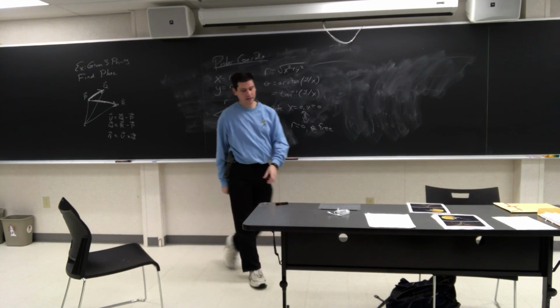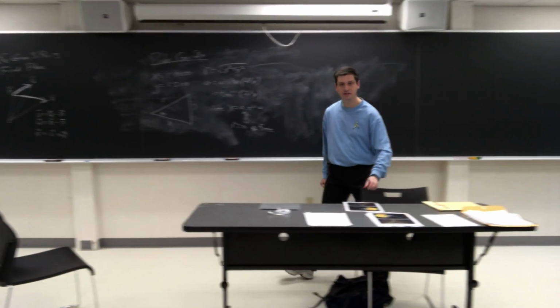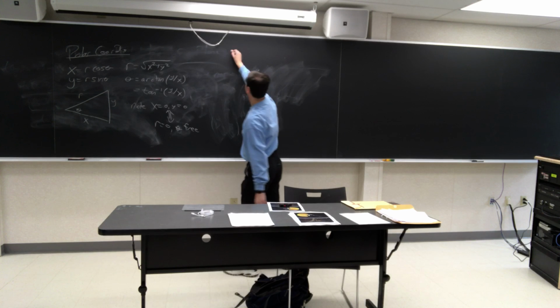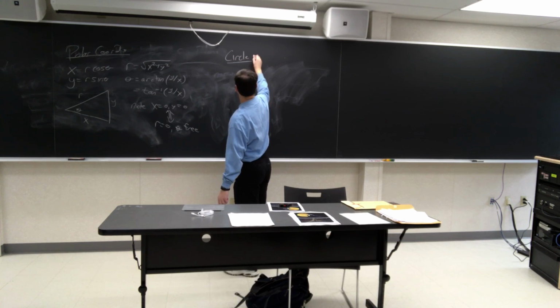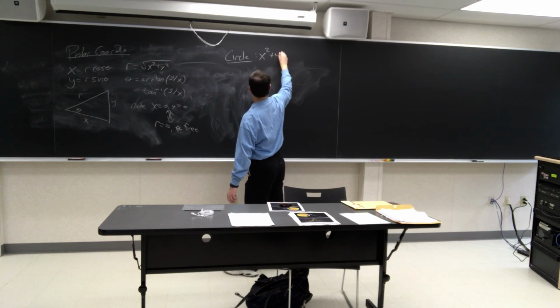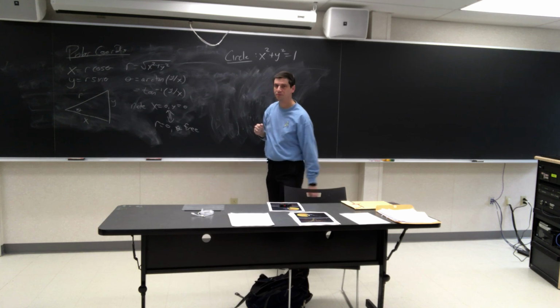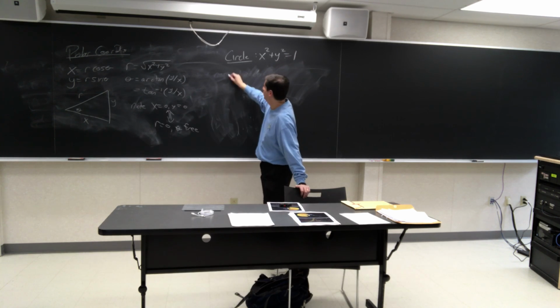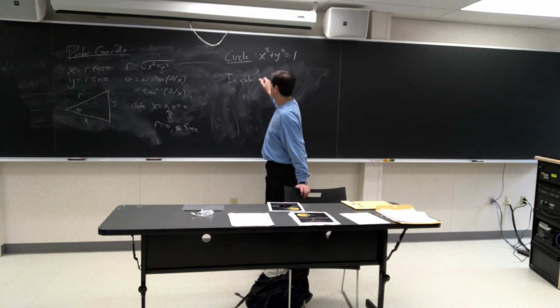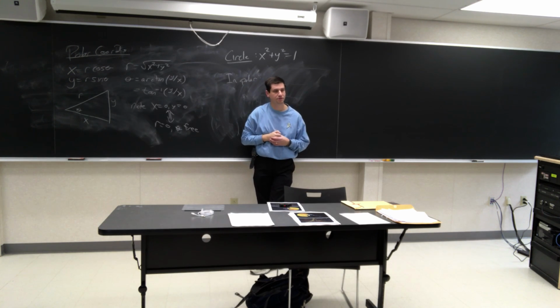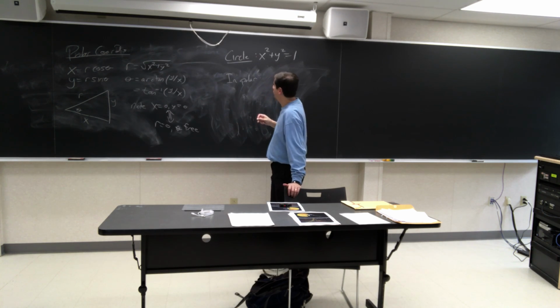Okay. In Cartesian space, we can write down the equation of a circle. So a circle is x squared plus y squared equals 1. What does a circle look like in polar? What would that circle look like in polar coordinates? Would that just be r squared equals 1? Almost. Yes. It'd just be r equals 1. It's just r equals 1.